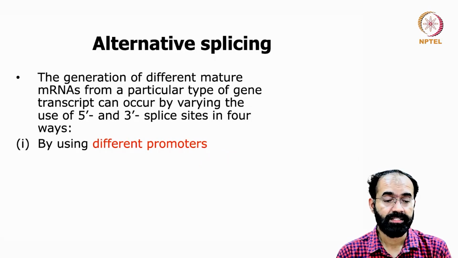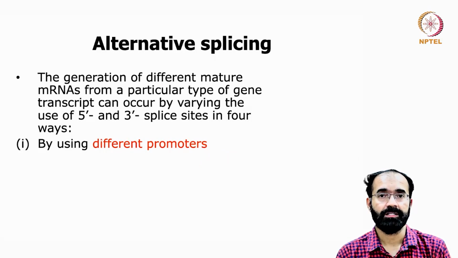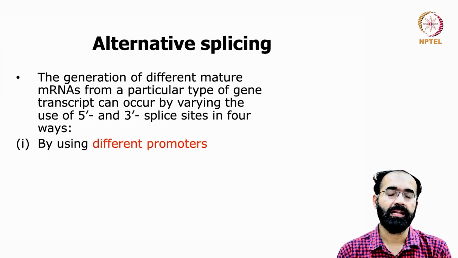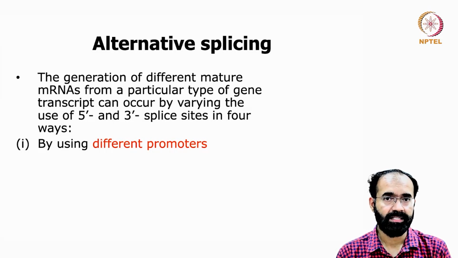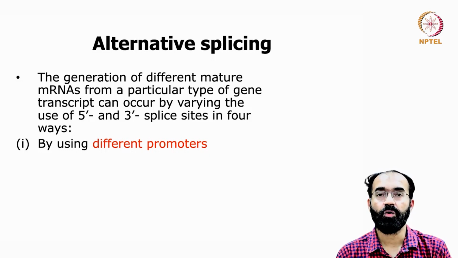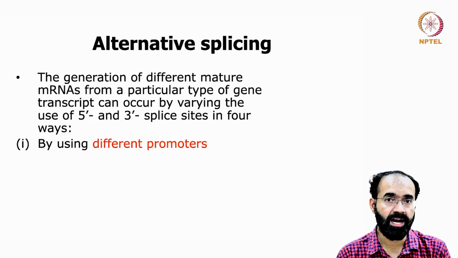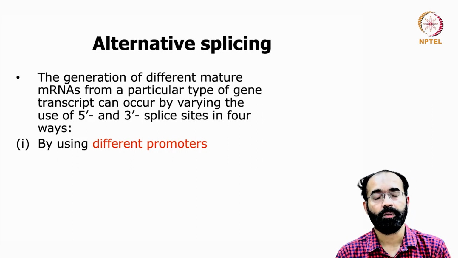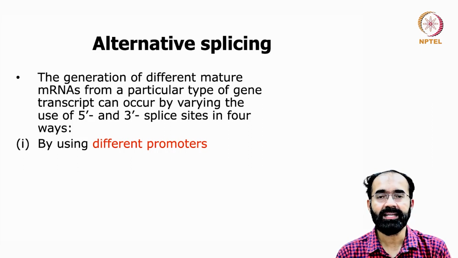One way is using different promoters. Promoters, we know, are regulatory elements which tell the transcriptional machinery, like polymerase and other factors, from where onwards the gene is situated, from where the transcription should start. That is what a promoter or regulatory element is. Other than that, it means nothing. It is basically a guidance.